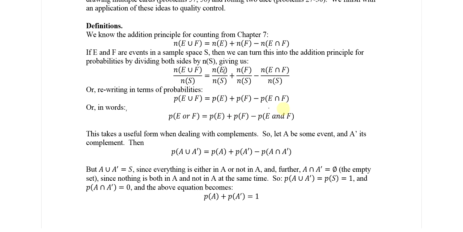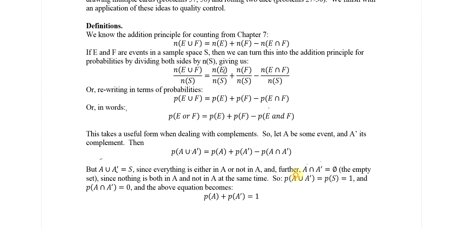Now when we're dealing with complements, the nice thing about if we have some event and its complement A prime, that means everything that's not in A, remember, then, well, if we apply the addition principle for probabilities, we get probability of A union A prime is probability of A plus probability of A prime minus the probability of the intersection of A and A prime. But A union A prime, well, that's everything, right? Everything is either in A or not in A, so A union A prime is everything. A intersection A prime, well, that's the empty set. There's nothing that's both in A and not in A at the same time.